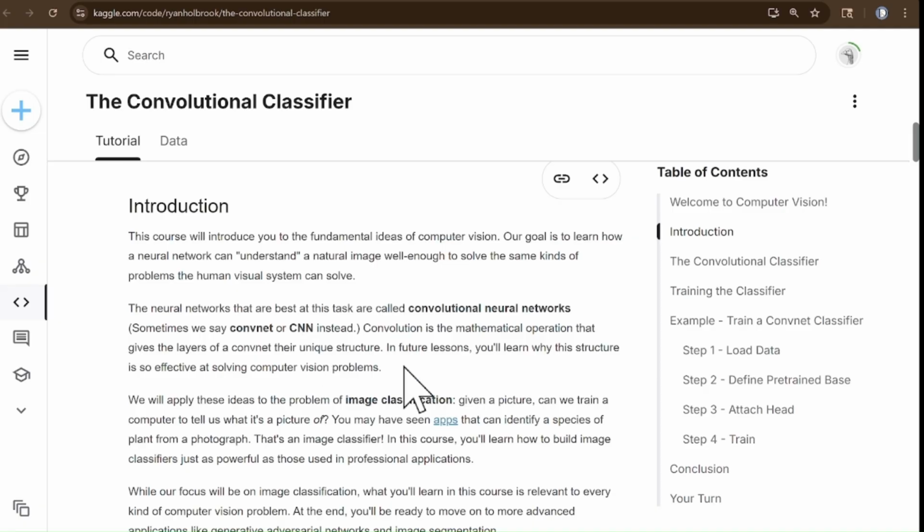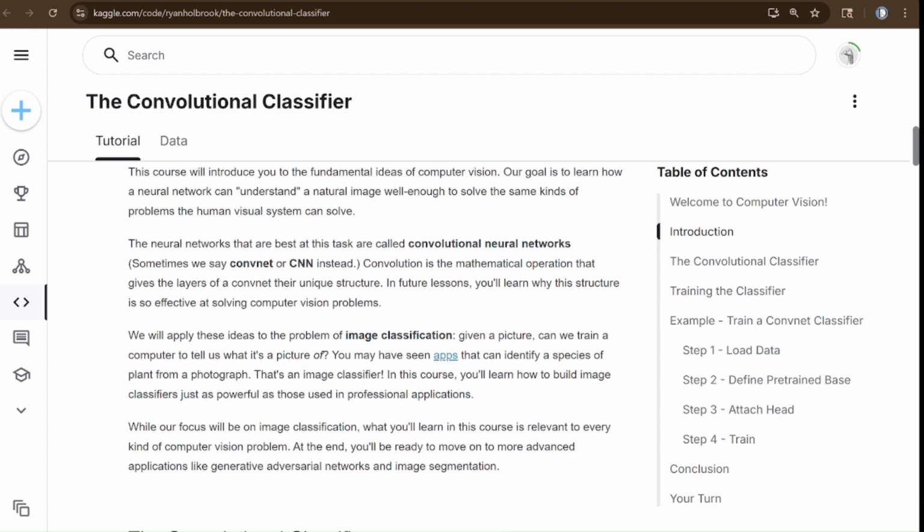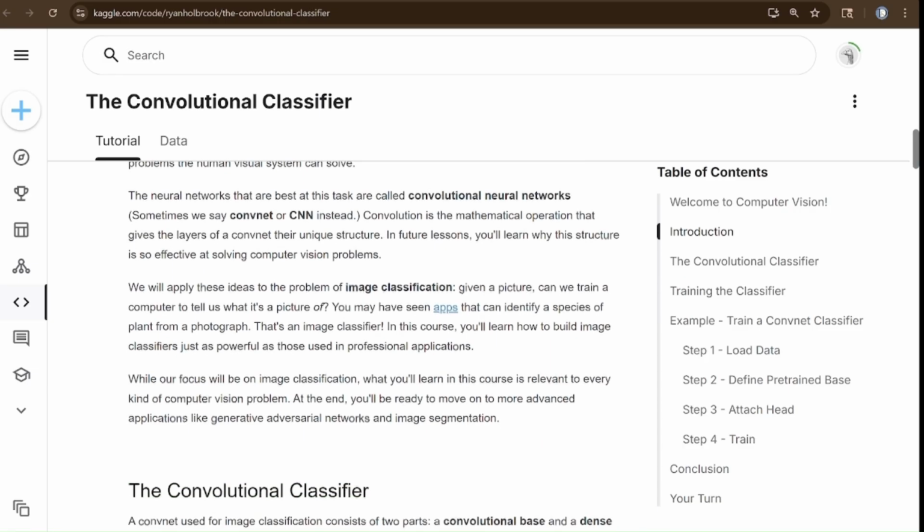Okay. Convolution is the mathematical operation that gives the layers of a ConvNet their unique structure. In future lessons, you will learn why this structure is so effective. But before that, you have to learn how to build that structure. Now, we are going to apply these ideas to the problem of image classification. Given a picture, can we train a computer to tell us what it's a picture of? You have seen many apps like Google Lens. You have seen that if you scan any image, it will tell you which type of picture this is. What kind of picture is this, right? That is an image classifier.